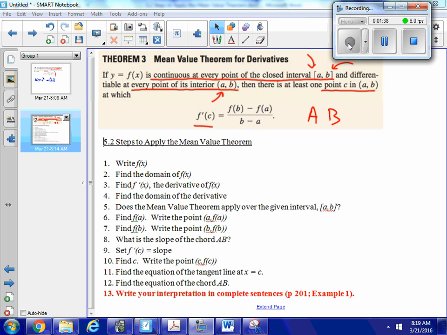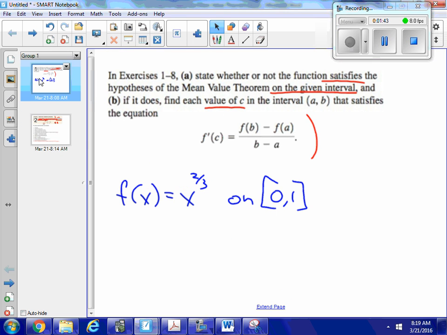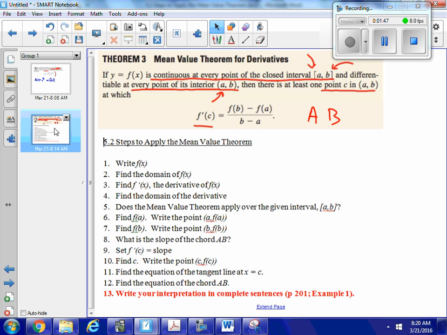So in order to answer the first part of the question, whether my function here satisfies the hypothesis of the mean value theorem, I first have to determine: is it continuous at every point during that interval, and is it differentiable at every point of that interior? To do that, I'm going to look at the domain of the function and the domain of the derivative, because those will tell me whether there are any points of discontinuity. For both of those we use denominator, radical sign, and logarithm to determine the domain. You see that is laid out right here in these first 5 steps.